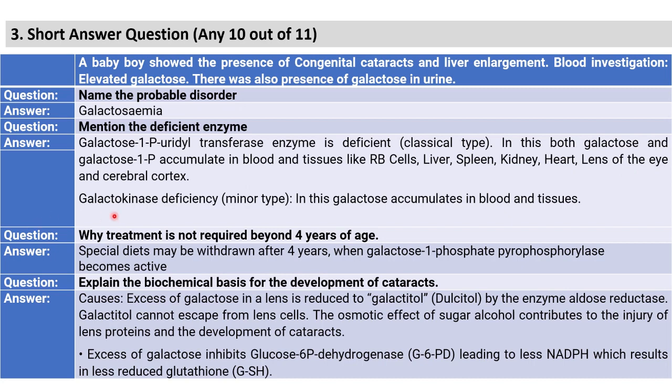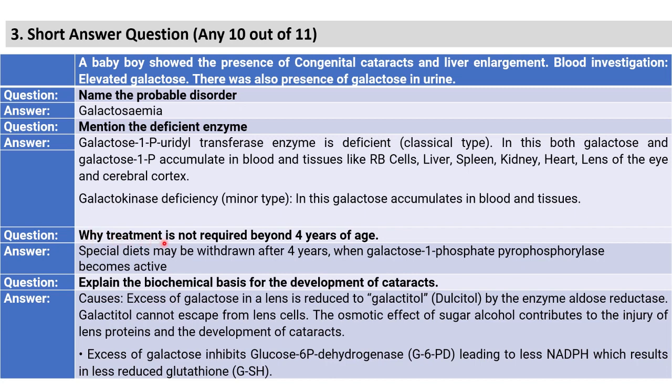Another enzyme deficiency is galactokinase. Galactokinase deficiency is a minor type, and in this galactose accumulates in blood and tissues. Classical galactosemia is the most common type, where there is a deficiency of the enzyme galactose 1 phosphate uridyl transferase. In management, you have to avoid galactose in the diet.